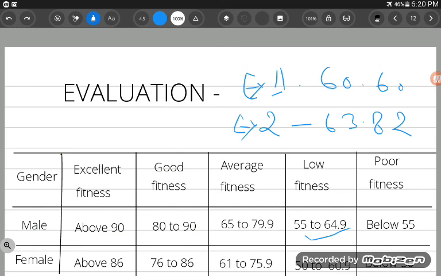So children, do proper practice of such type of questions. It is very important for you because this question is very important. Okay, that's all. Thank you.